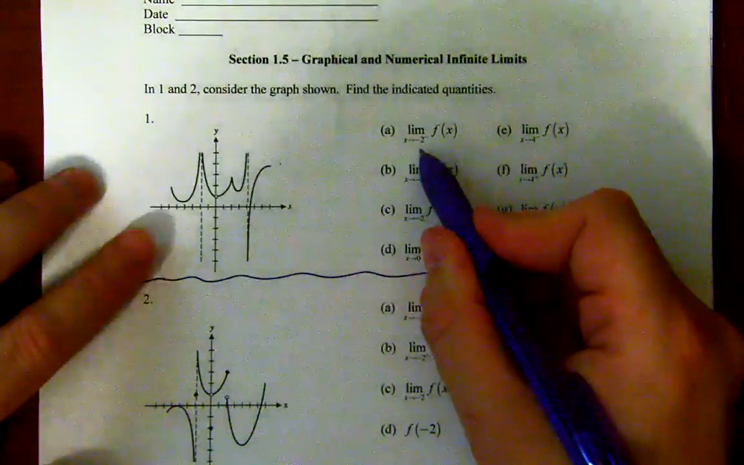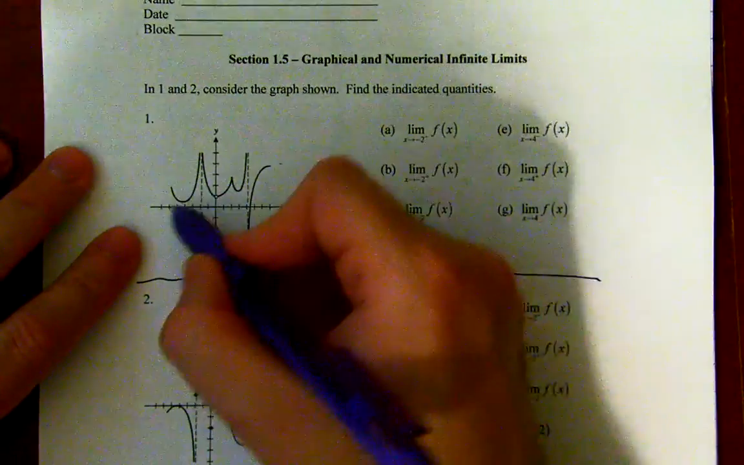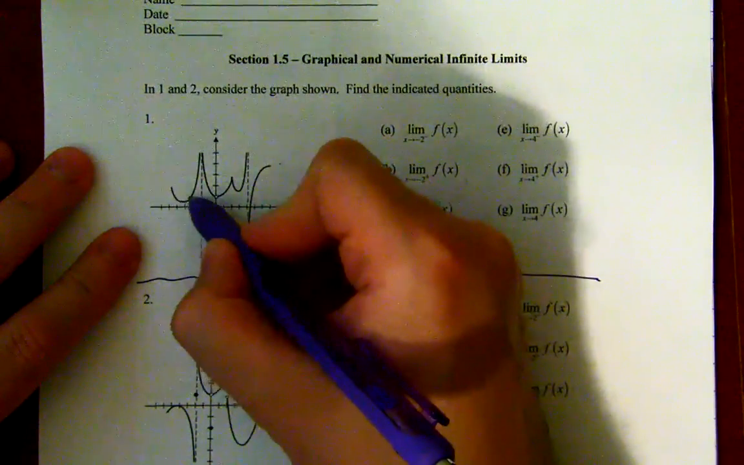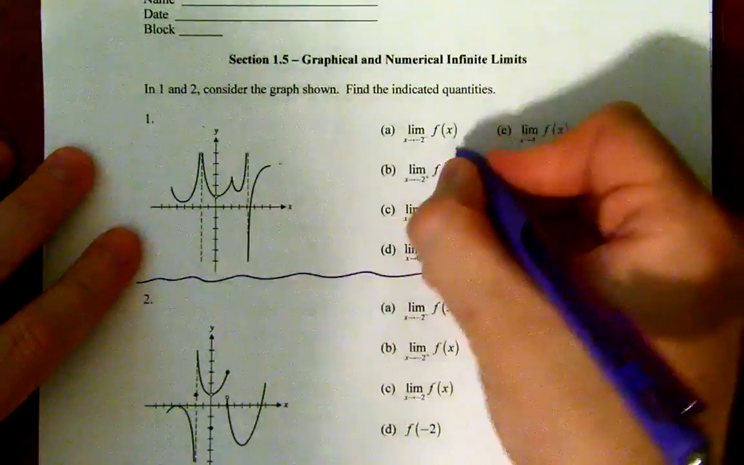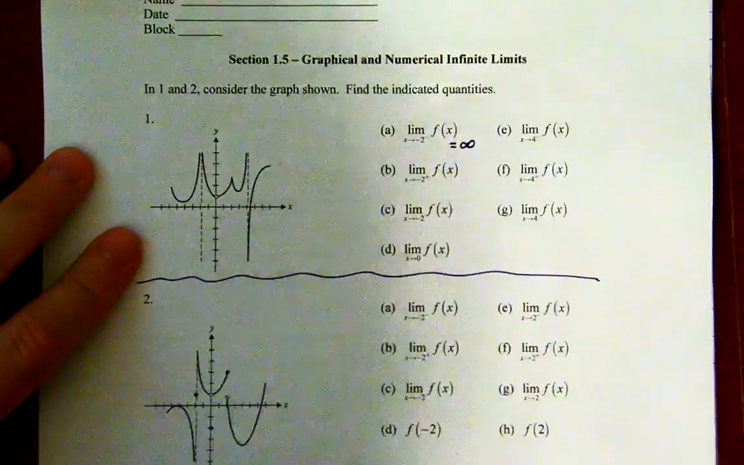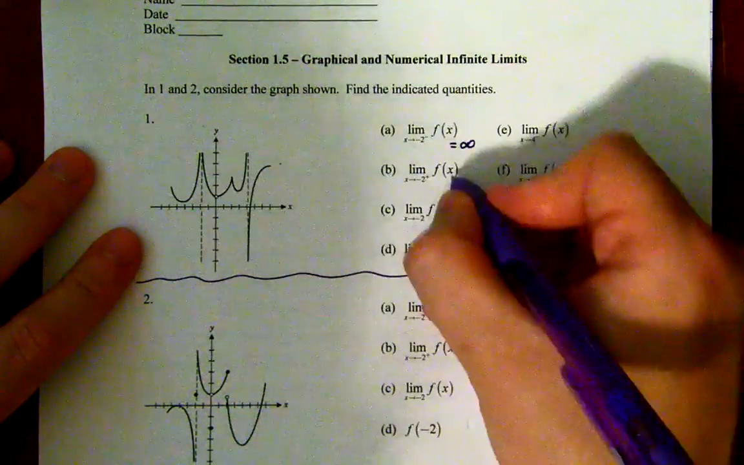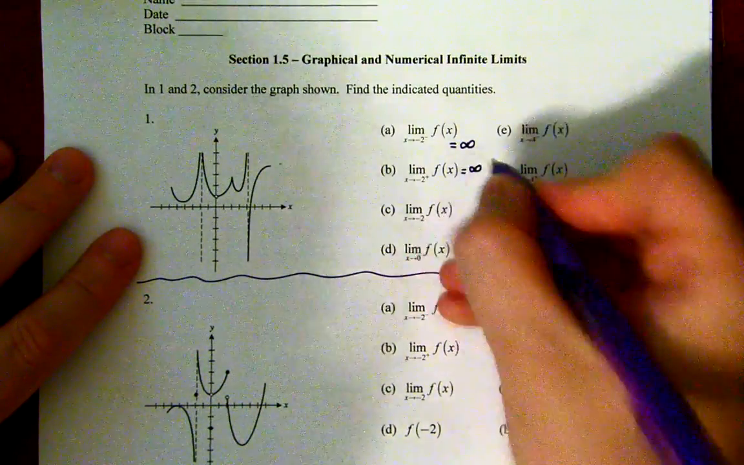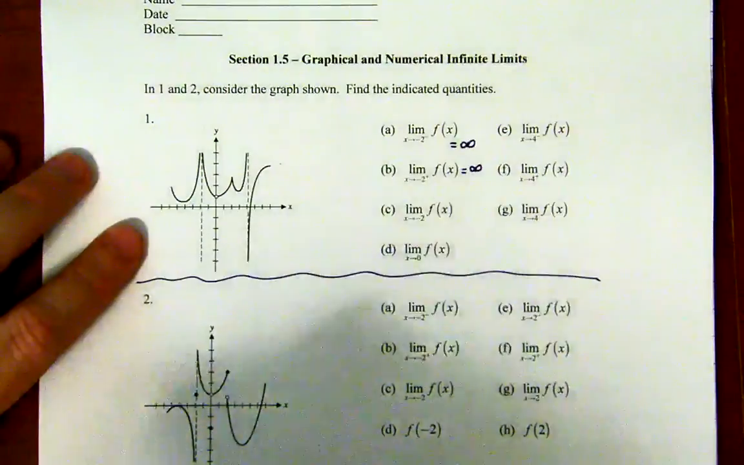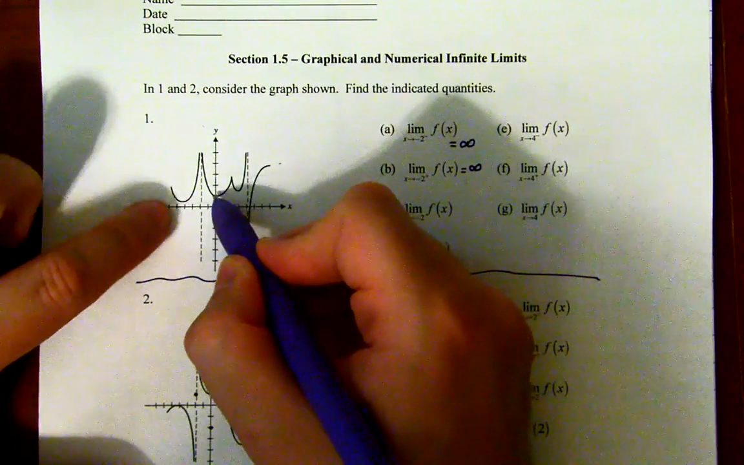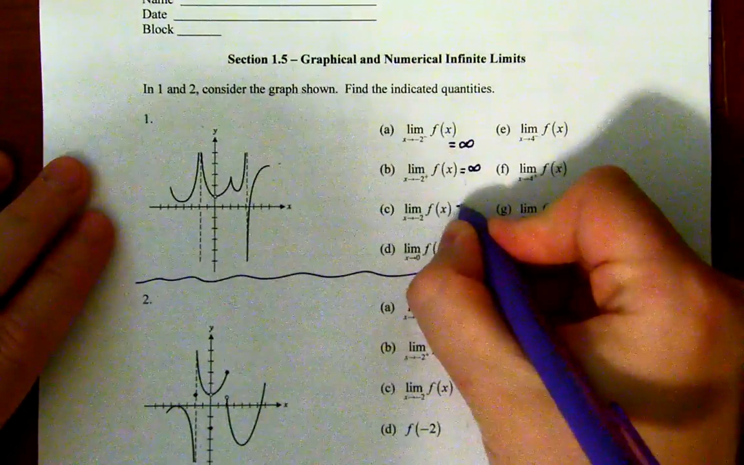Okay, well, as I approach negative 2 from the left, here's negative 2 from the left. I'm going way up. That's going to equal infinity. As I approach negative 2 from the right, again, I'm going way up. That's going to equal infinity. Therefore, as I approach negative 2 in general, that limit is going to be infinity.